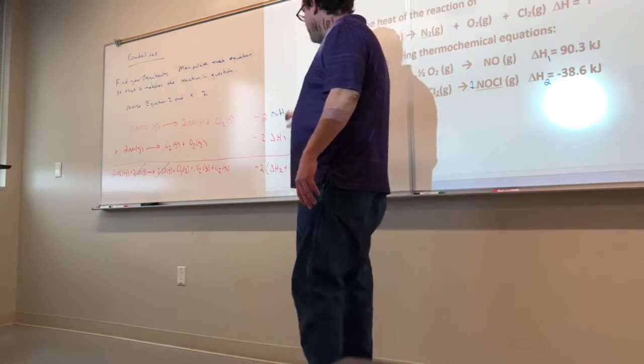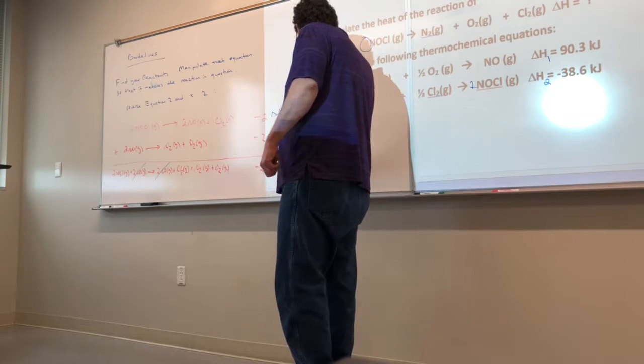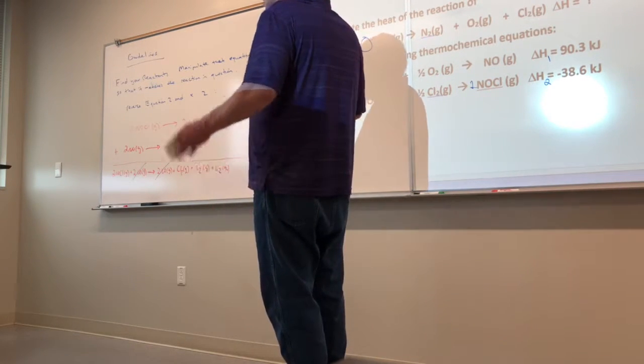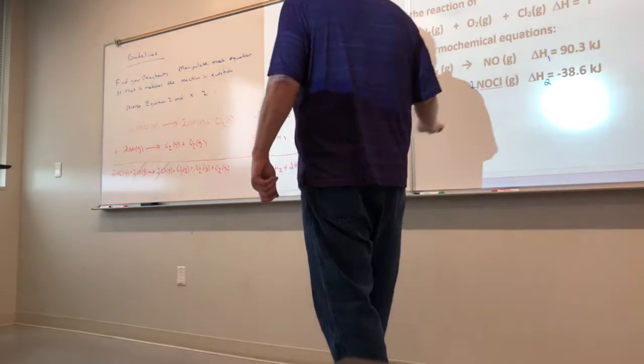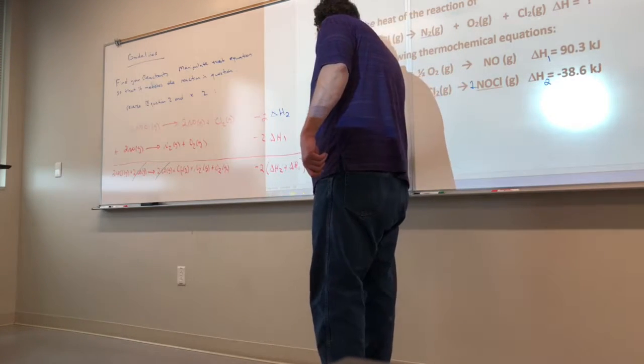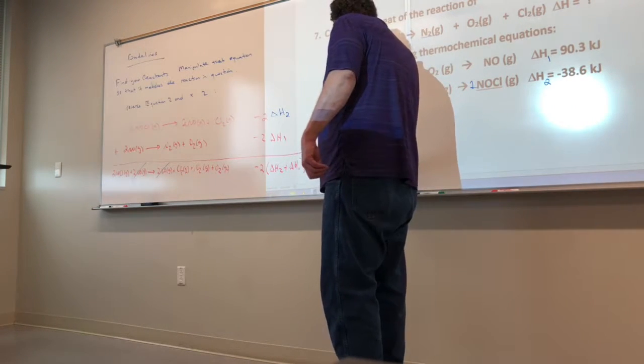You could either have done it as you were going along and adding them together, that's fine, or, the way I like to do it, is do them all at once at the end. So this is going to be -2 times the sum of delta H2, which is -38.6, and delta H1, which is 90.3.